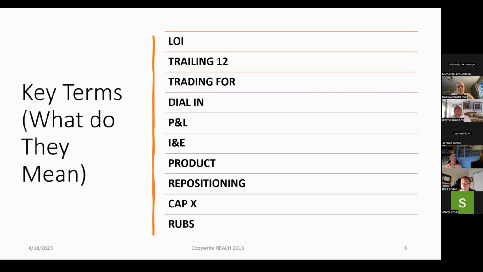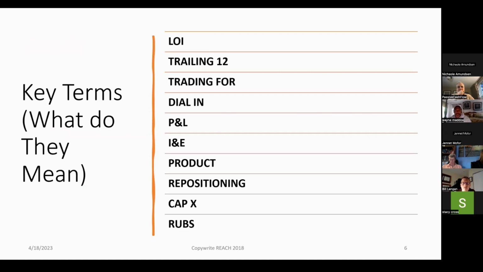So this week we're going to start with a couple of these. These are terms that we use a lot when we're talking to brokers and other multifamily commercial investors. And I just want to go through and tell you quickly what they are.